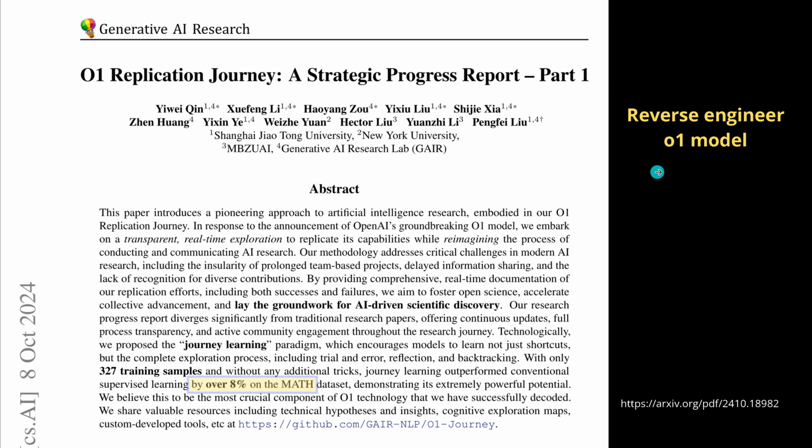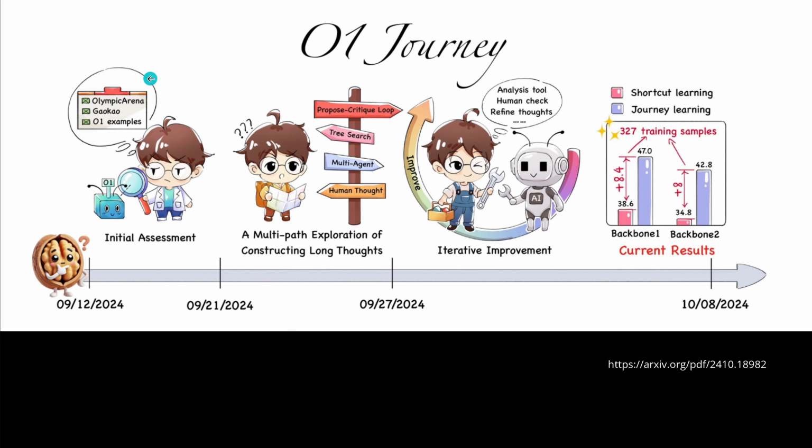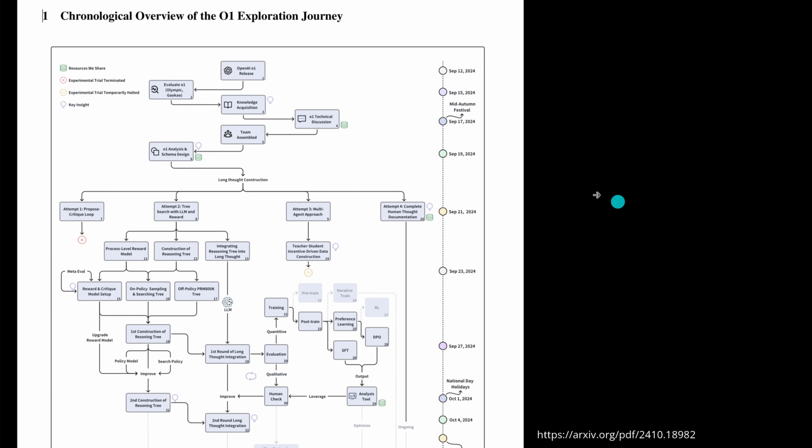So they probed OpenAI's O1 model and they tried to understand how does it work? How does it think? How does it reason? And they started with a very simple process. They tried everything from tree search, multi-agent, human thought, proposed critique loops, how to improve this. And they just probed the system continuously. And they built here a timeline.